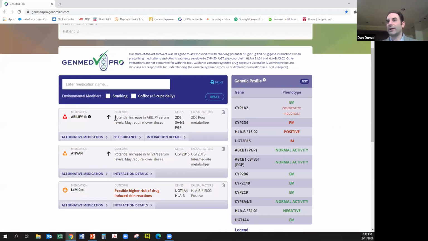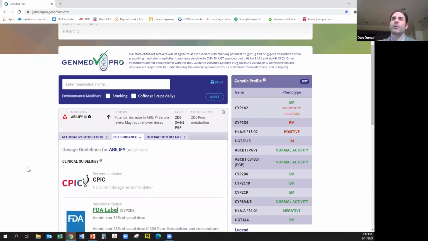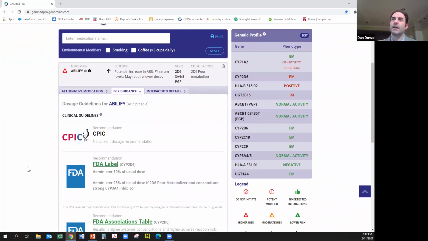So this is a red flag. I'm automatically concerned here. Now, what do I do about it? Well, one thing I can do is click the PGx Guidance tab that you see right here, and that will highlight any guidelines that are available for that medication specific for this individual's genotype.